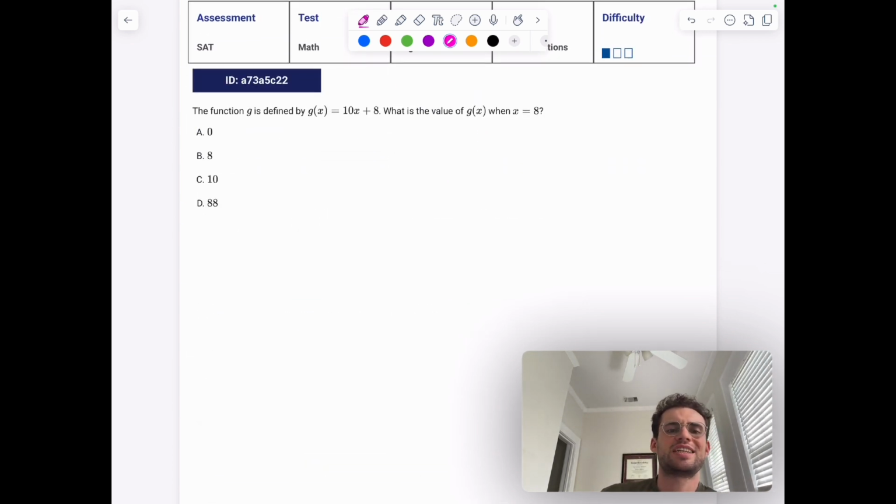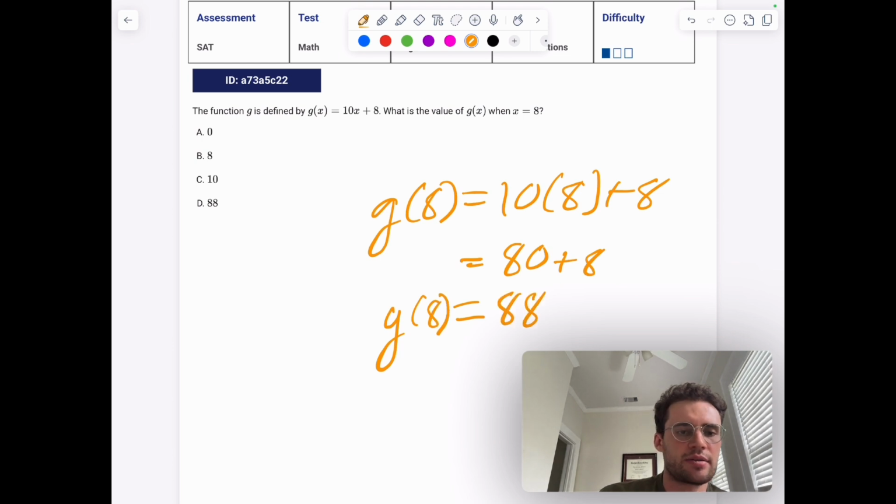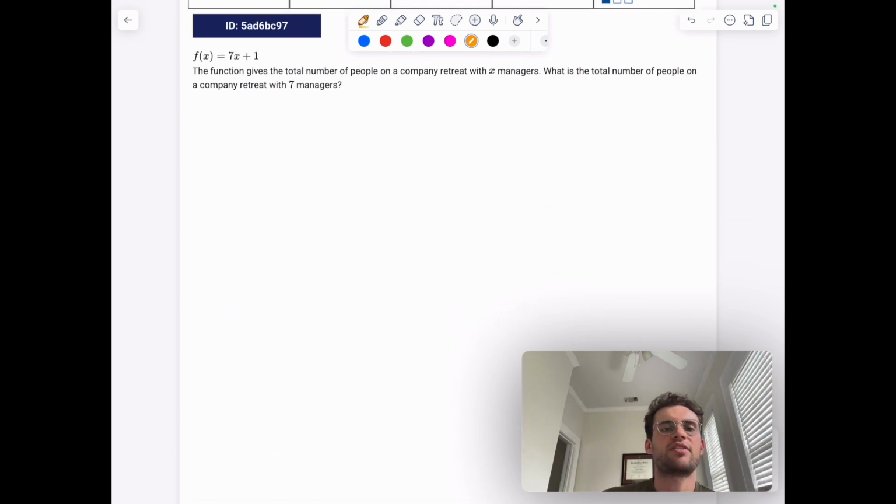The function g is defined by g of x equals 10x plus 8. What is the value of g of x when x equals 8? So just plug in 8 for x. We get g of 8 equals 10 times 8 plus 8. 10 times 8 is 80. So we get 80 plus 8, which means that g of 8 is equal to 88. That's choice D.